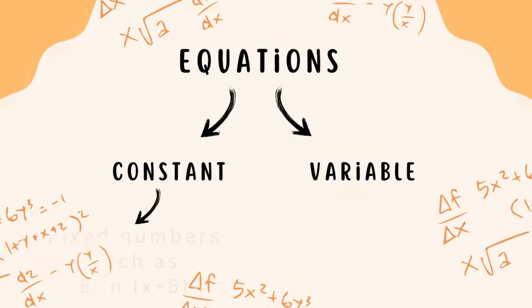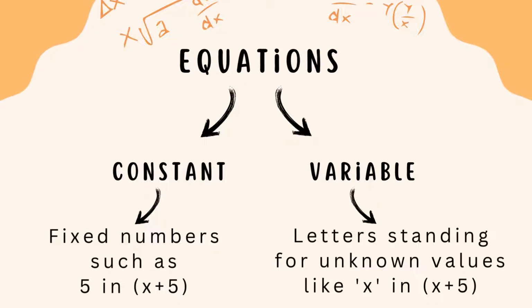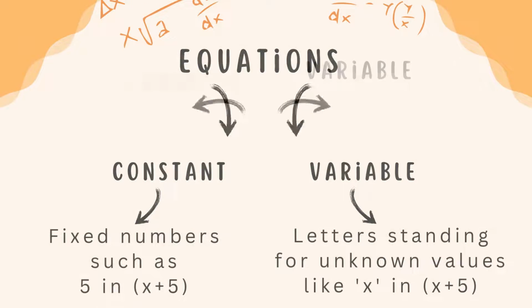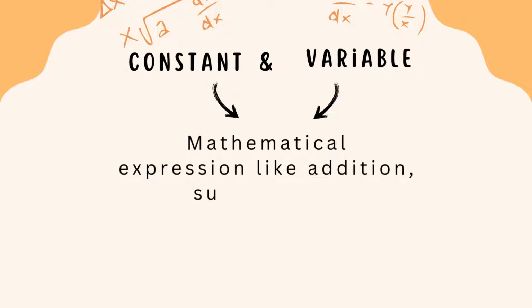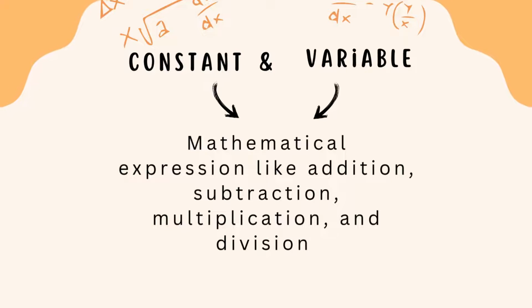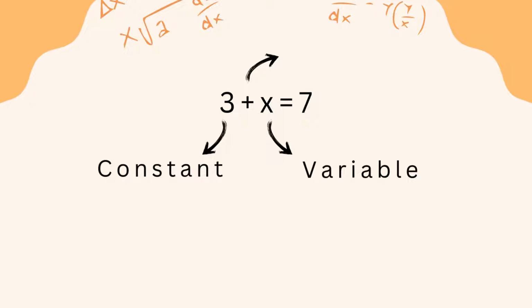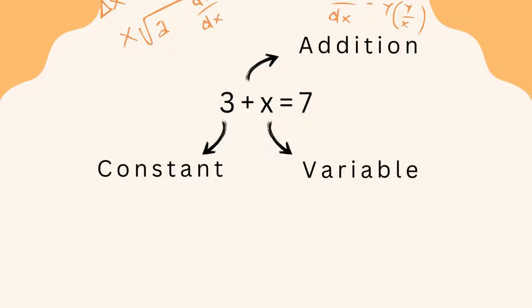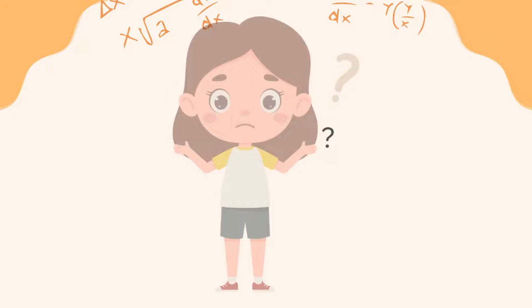Where constants are fixed numbers such as 5 in this expression of x plus 5, on the other hand, variables are letters standing for unknown values like x in this expression of x plus 5. And in any equation, what connects these two components are mathematical operations like addition, subtraction, multiplication, and division. Like in this equation, 3 is a constant and x is a variable, and what connects them is addition, that is, a mathematical operation.